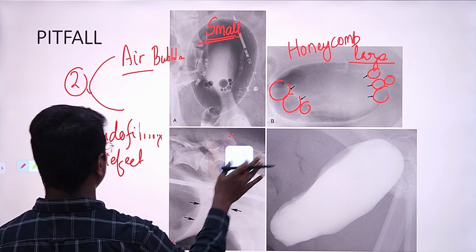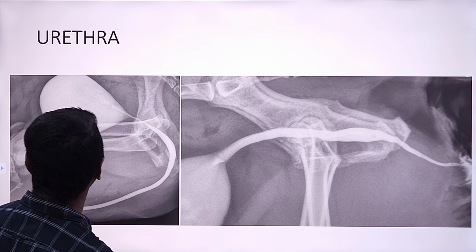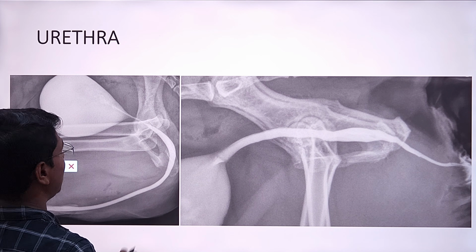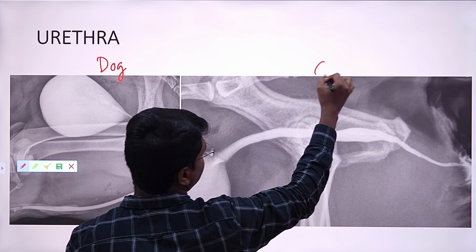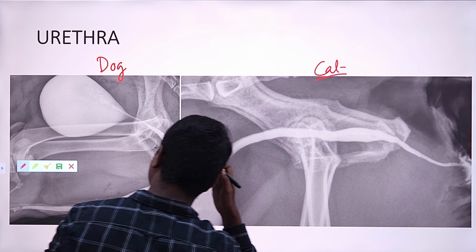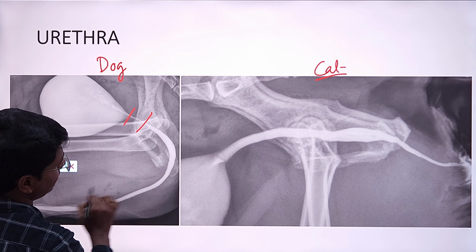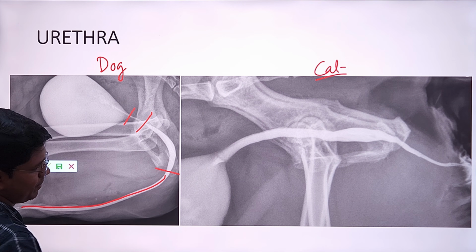Okay. Now, this is all about the urinary bladder. Let us go to the urethra. So this is the urethra. This is of a dog, this is of a cat. Some normal anatomy: in case of a dog, you will find the prostatic urethra, after this the membranous urethra, after the ischium, this is the penile urethra.